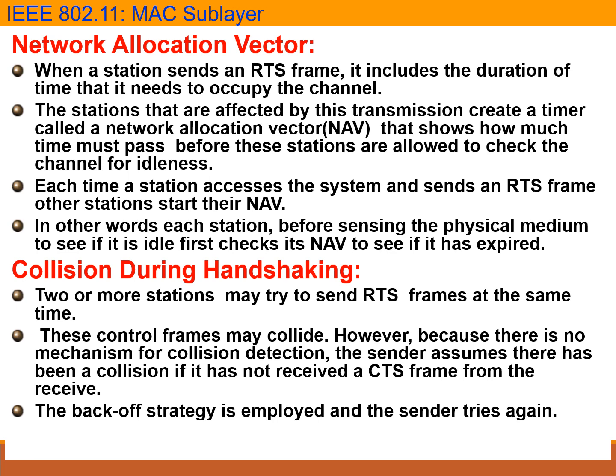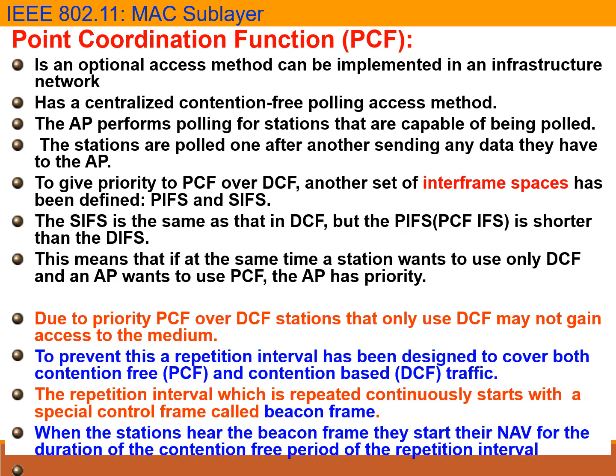The next one is collision during handshake. Handshake means we send the data and then we get the acknowledgement. After we get the acknowledgement, we again start the process here. That is called handshaking. We studied three-way handshaking in the TCP mechanism. And the next one is PCF, point coordination function. It is mainly used when stations want to use only DCF at the same time and the AP wants to use PCF, which means we are going for the point coordination function.